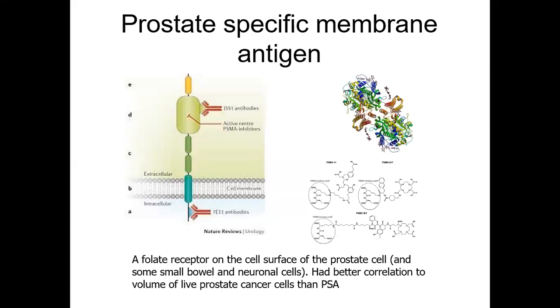So you've got this transmembrane receptor, and this part here is the folate receptor, and this can be attached by any kind of ligand that has this sort of folate structure to it. And then there tends to be a linker molecule, so there are different versions.